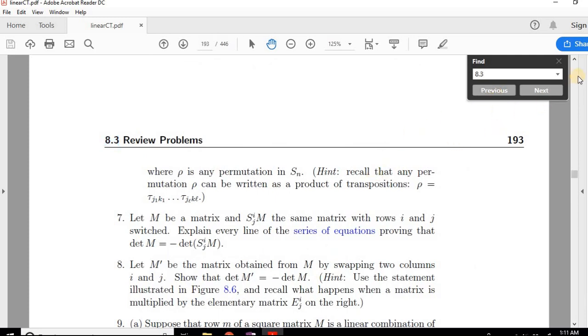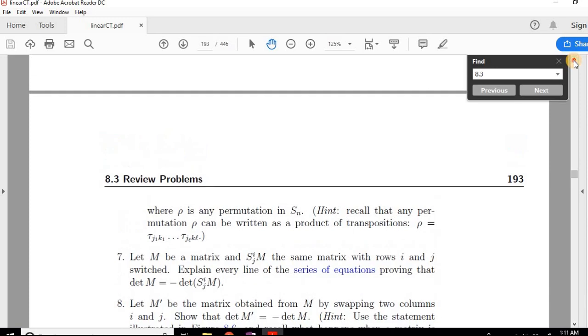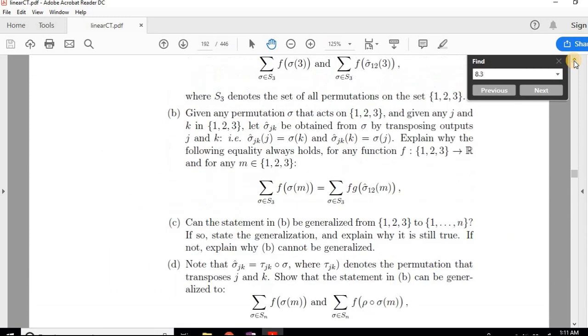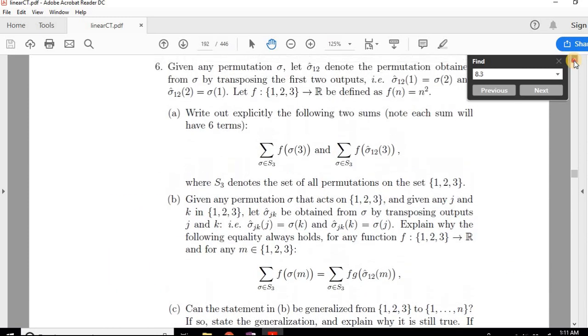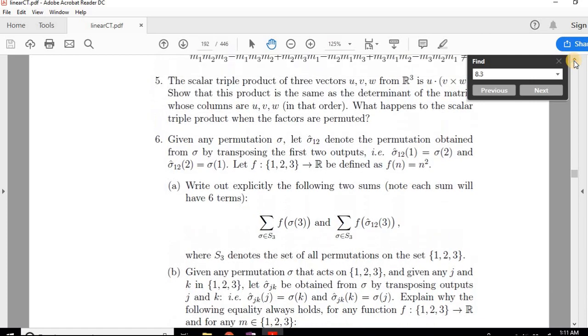So let's see. So what we're asking in this problem, I just want to make sure you understand what this is talking about. So let's just read through slowly. Given any permutation sigma, and so sigma is a rearrangement of the integers. Let sigma hat 1, 2 denote the permutation obtained from sigma by transposing the first two outputs. Okay, so basically exchange the 1 and the 2.